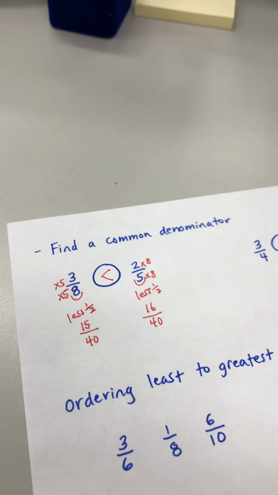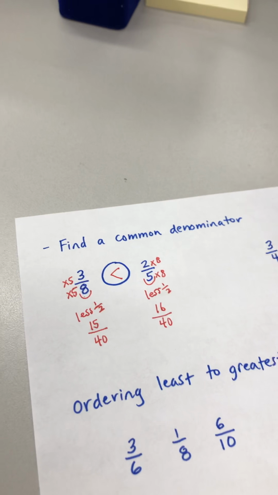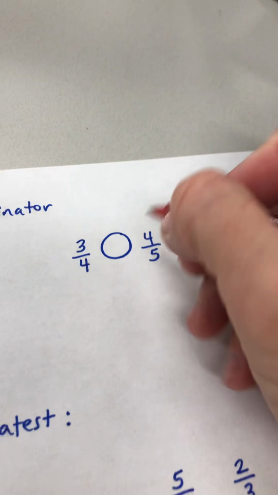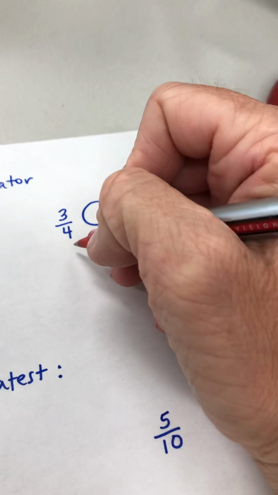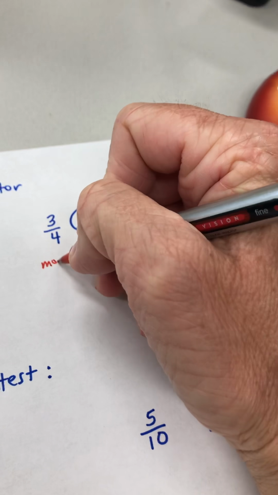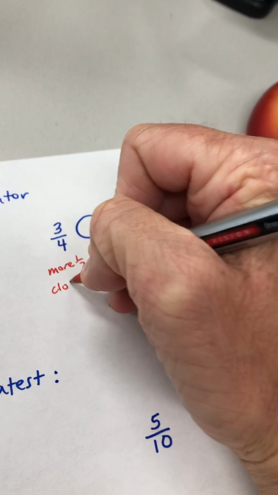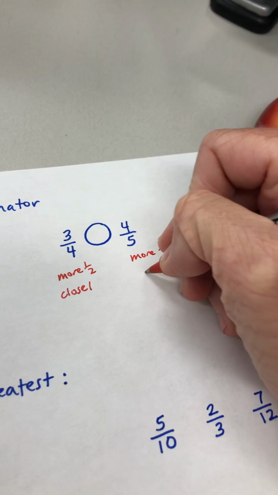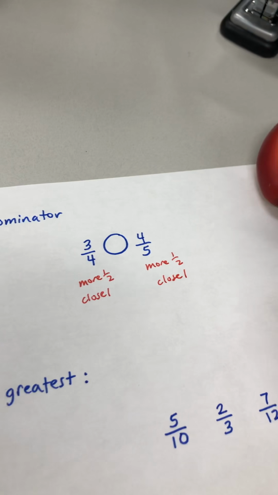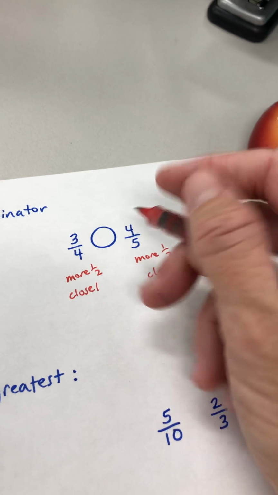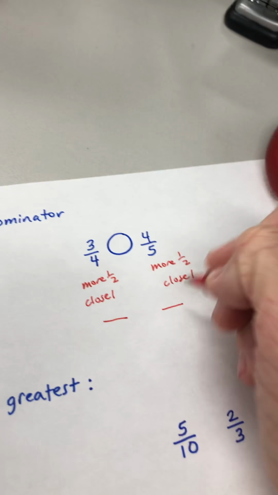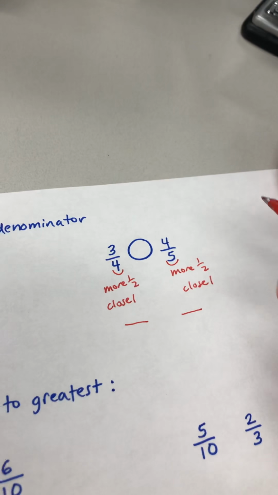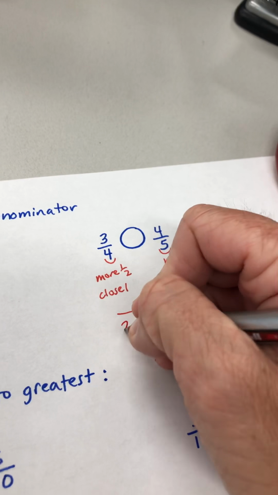Okay, so 16 40ths is greater than 15 40ths, so 2/5 is greater than 3/8. All right, here's another example. What are my benchmarks? 3/4 is more than half and close to a whole. 4/5 is also more than half and also close to a whole. So I'm not going to leave that to estimation. I'm going to look for a common denominator. So is there something that both 4ths and 5ths can multiply to become for the same size pieces?